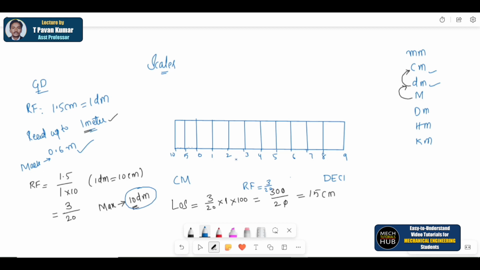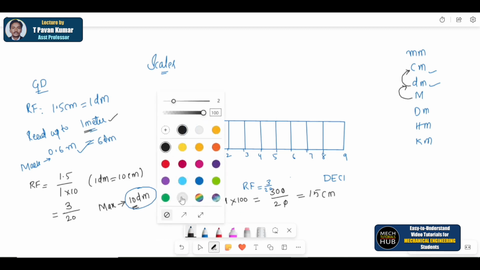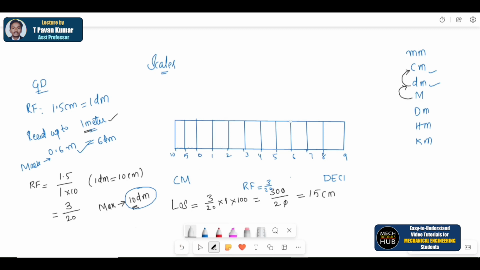Now on this scale I can measure any distance related to decimeters and centimeters. Now in the question it is given as 0.6 meters that I need to measure. How to measure 0.6? I can call that 0.6 as 6 decimeters. If it is 6 decimeters, one leg of the dimension line, let me change the color and show you, on the 6, one leg on 6 and one more on 0. This is how I'll try to represent it.